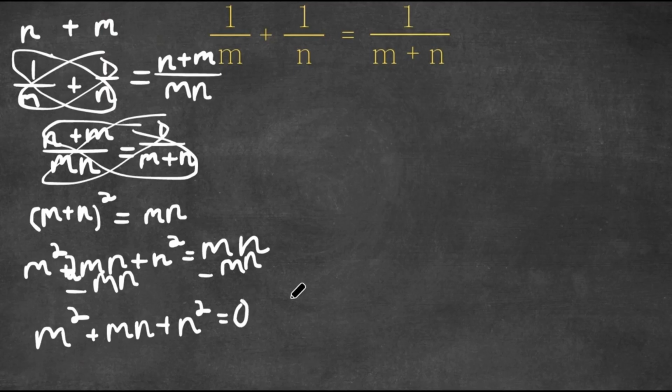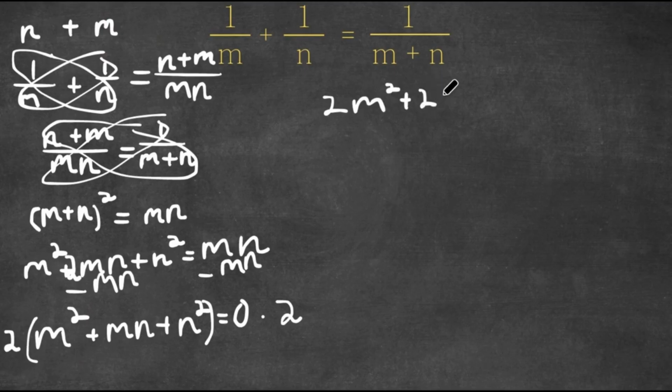Now I'm actually going to multiply both sides by 2. So we have 2 times m squared plus mn plus n squared is equal to 0 times 2. Now if we distribute the 2, we get 2m squared plus 2mn plus 2n squared is equal to 0 times 2, which is simply just 0.